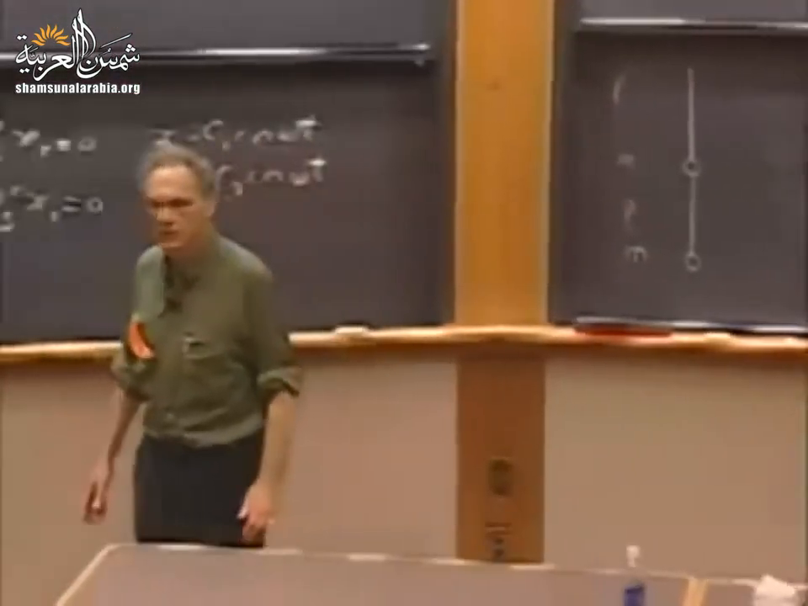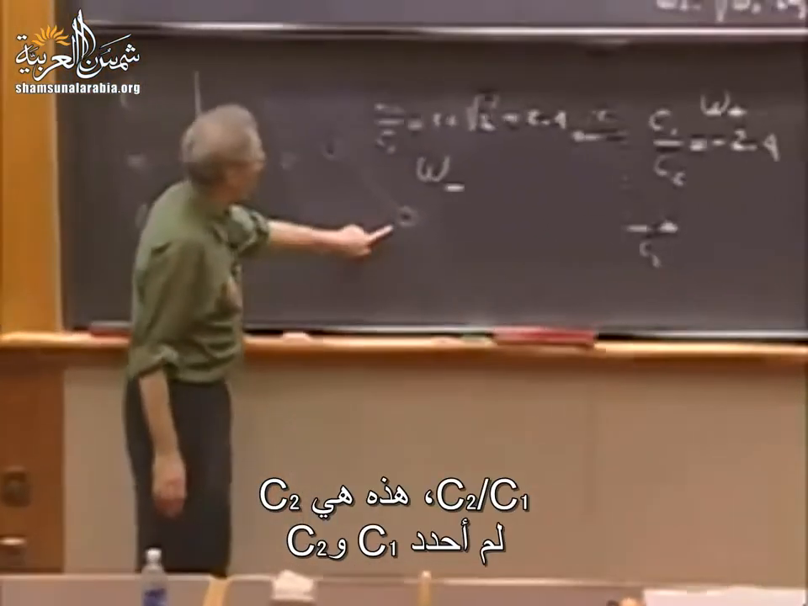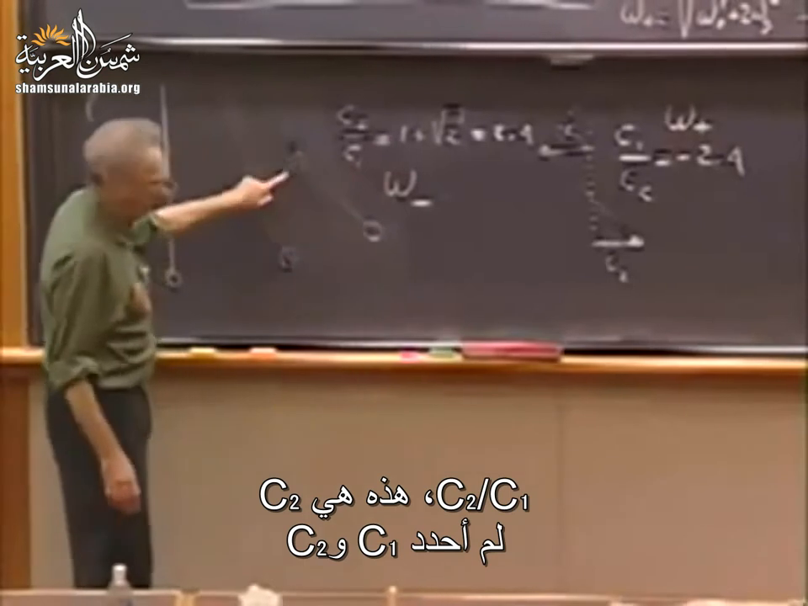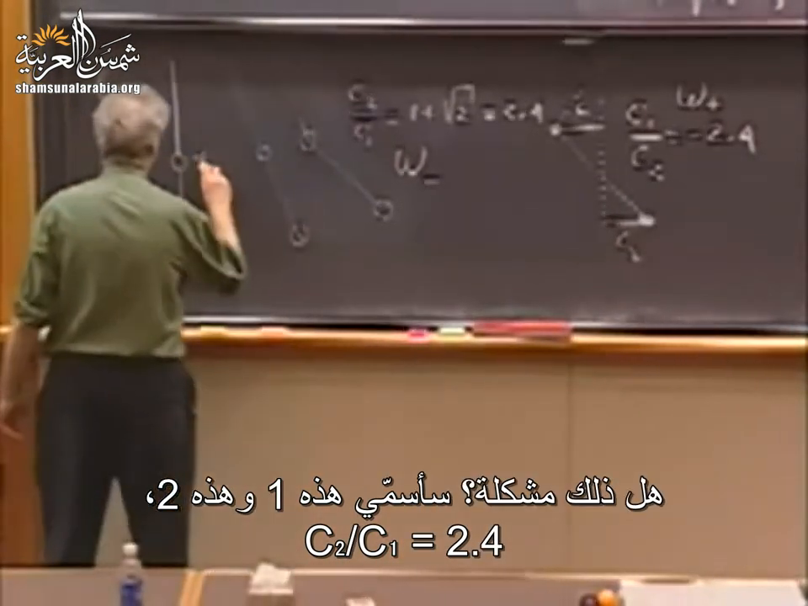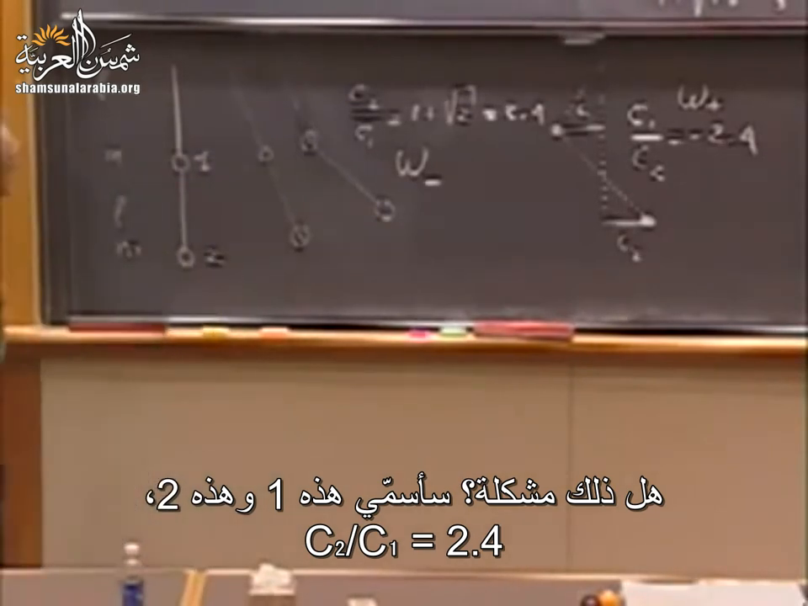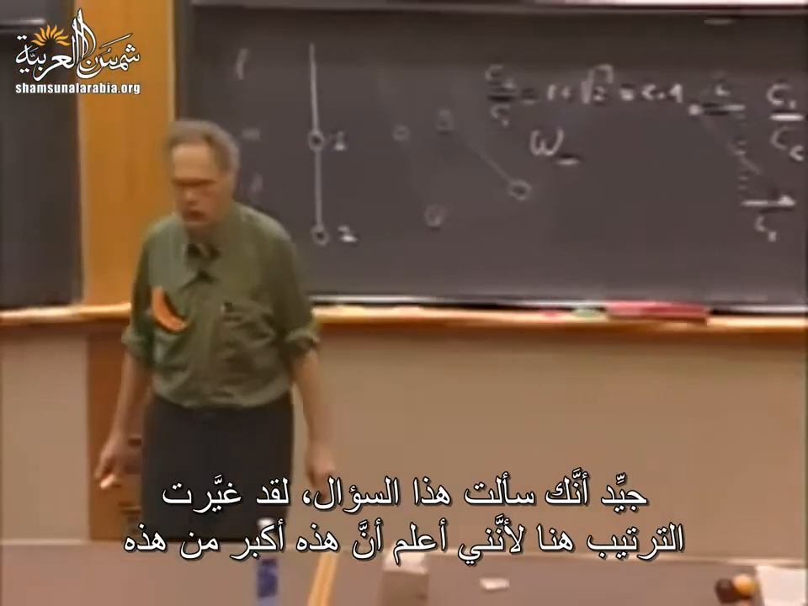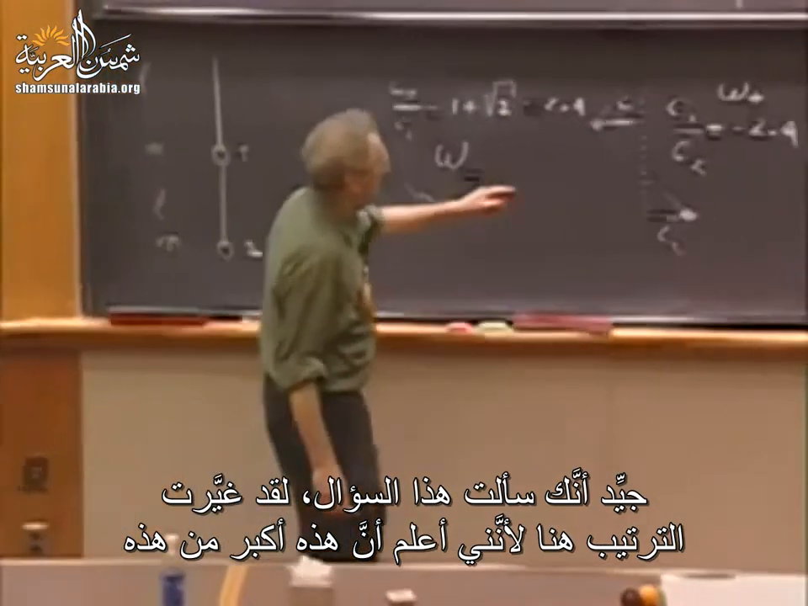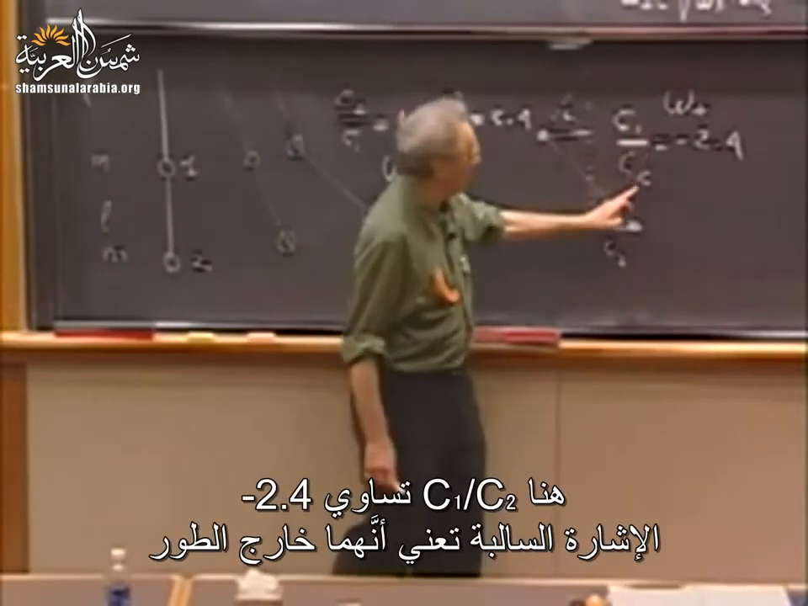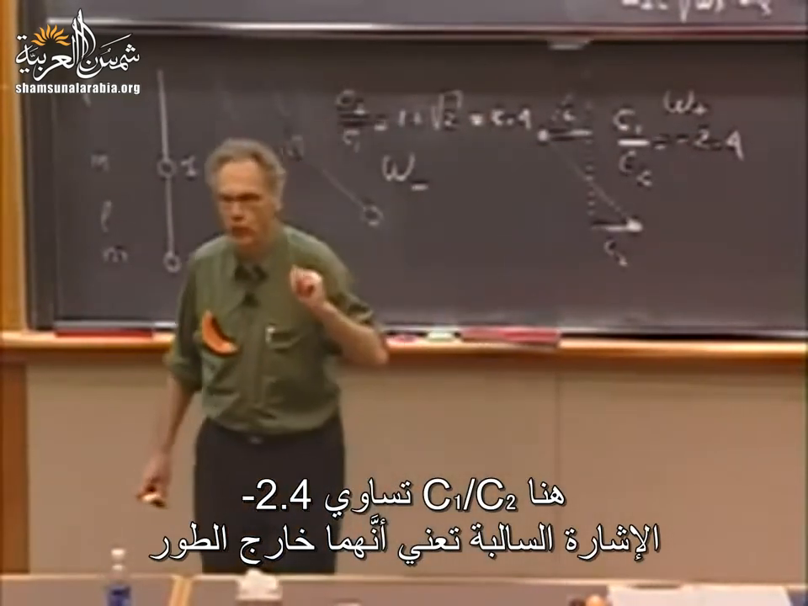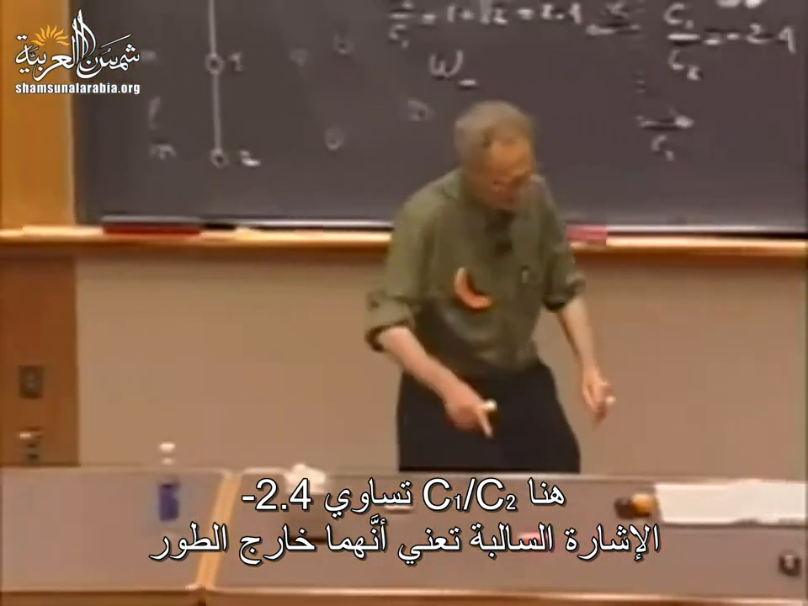You've got C2 over C1 there. Should that not be C1? Yeah, C2 over C1. This is C2. I haven't specified what I call 1 and 2. Is that the problem? I call this 1 and I call this 2. So C2 over C1 is plus 2.4. Yeah, no, it's good that you asked that. And here I changed the sequence because I knew that this one was larger than this one. So here you have C1 over C2 is minus 2.4. The minus sign means out of phase. Yeah, good that you asked that. Very good.